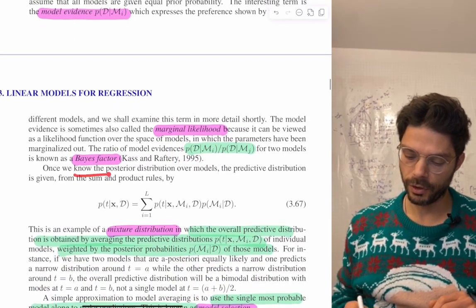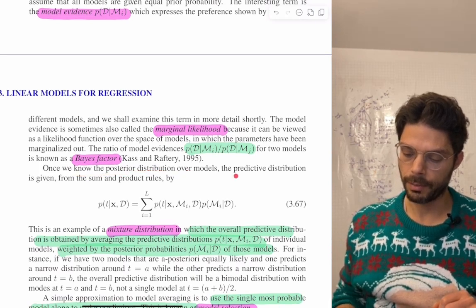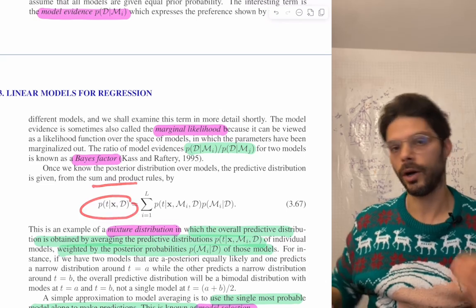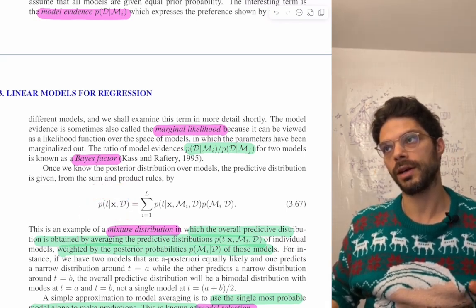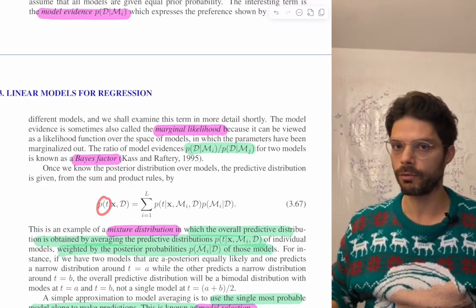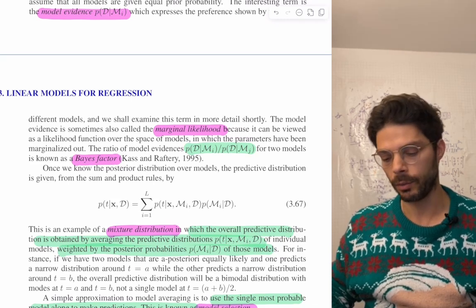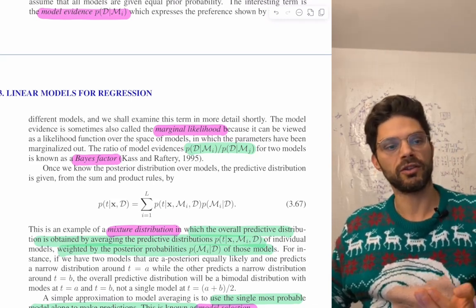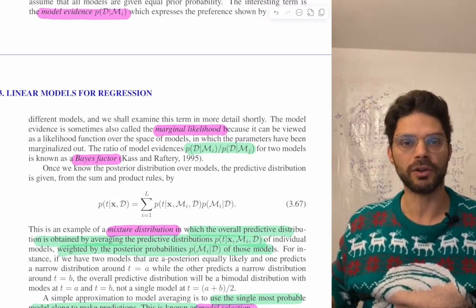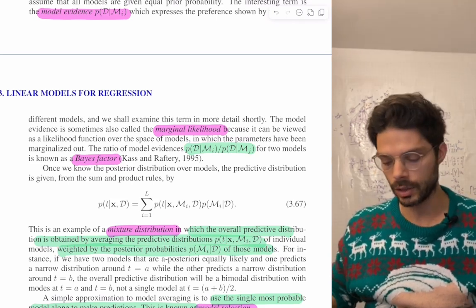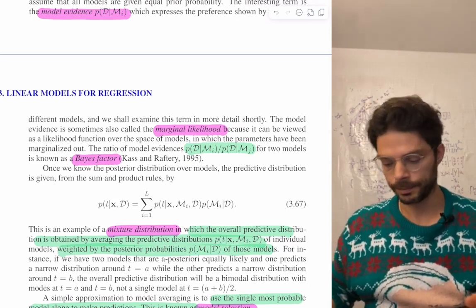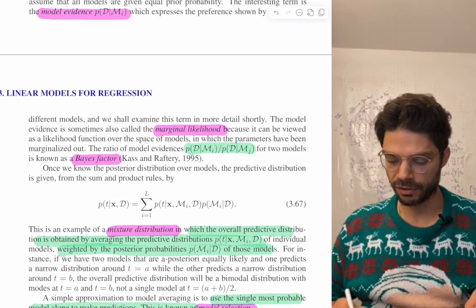Okay, so once we know the posterior distribution over models, the predictive distribution is given, again, from the sum and product rules. Often what we care about is prediction, but actually very frequently we do care about which model is correct. Like we want to say, is this interaction linear or quadratic? It's not like sometimes with the parameters where we don't actually care about the parameter, we just care about the prediction. Here we actually do care frequently when we're doing model selection, like which is the right model.